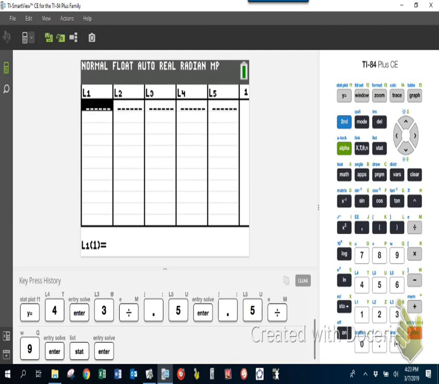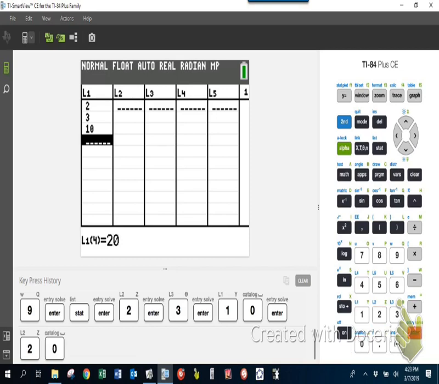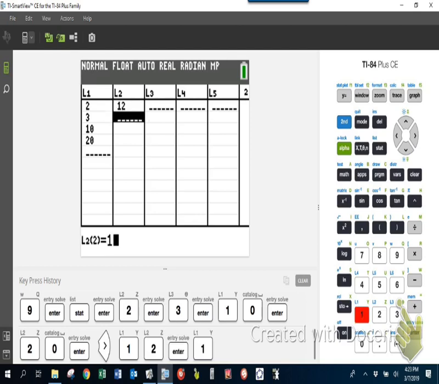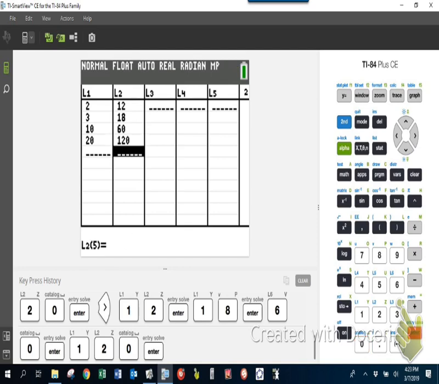So I'm looking at H, and my x values were 2, 3, 10, and 20. Now you technically only need 2 sets of data, so I need 2 sets of coordinates, but if you do all of them, it's not an issue. Might just take you a little bit longer to type in. So the y values are 12, 18, 60, and 120. Notice how they're corresponding. I have 2, 12, 3, 18, 10, 60. Those are the coordinates I'm talking about.